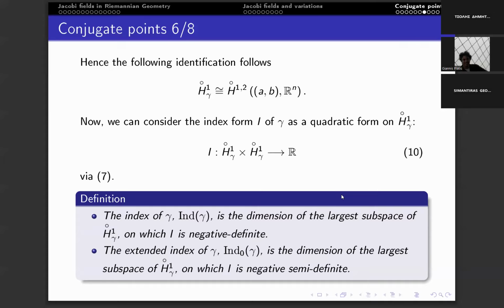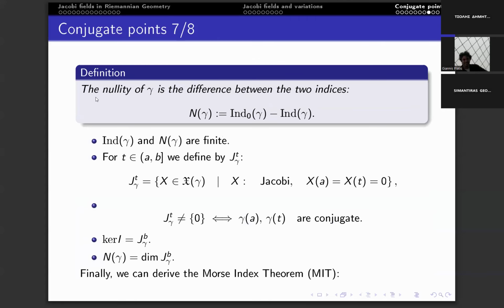So we have the definition of the index of gamma, and what is the index? It is the dimension of the largest subspace of this set on which the index form is negative definite. The extended index of gamma, the index 0 of gamma, is the dimension of the largest subspace of this set on which the index form is negative semi-definite. And we have a definition for the nullity of gamma, which is the difference between the two indices here. The index of gamma and the nullity are finite.